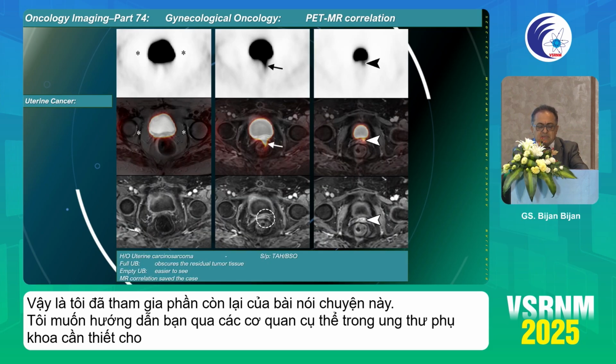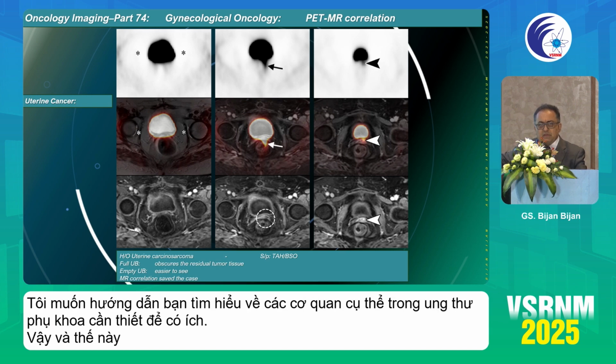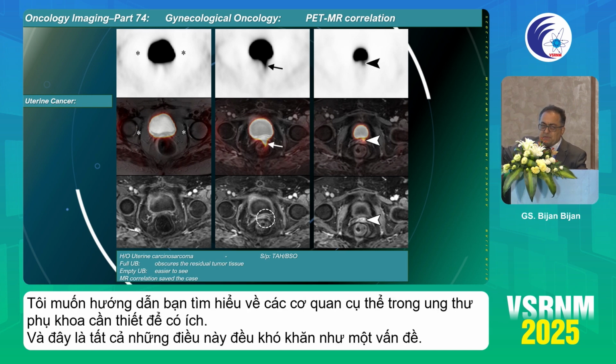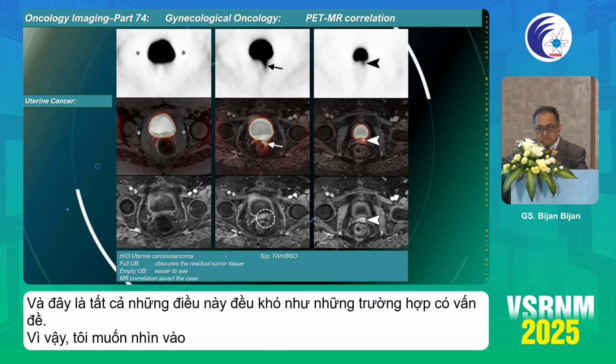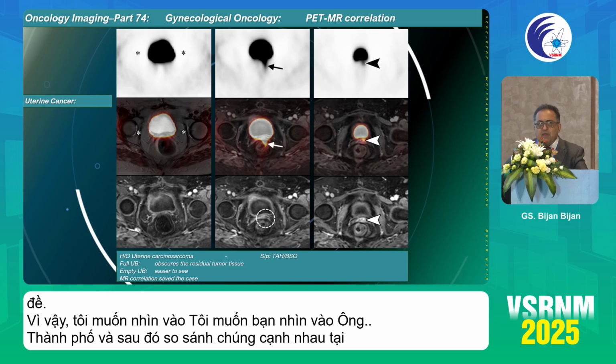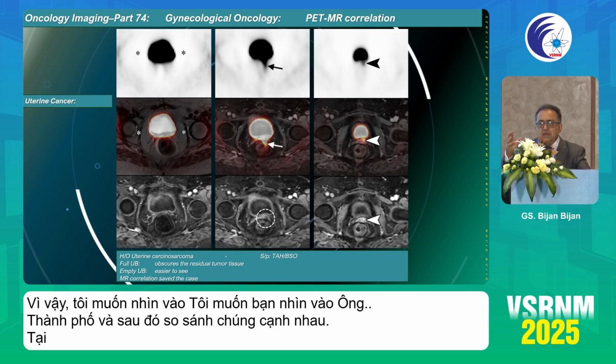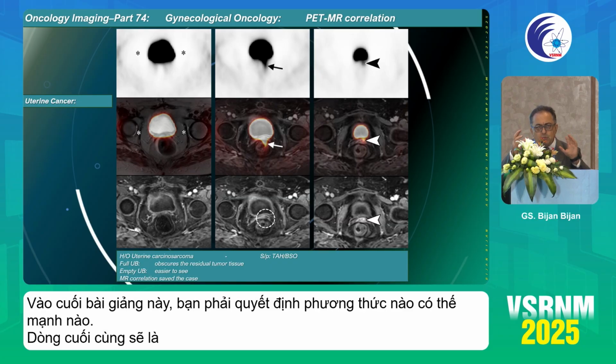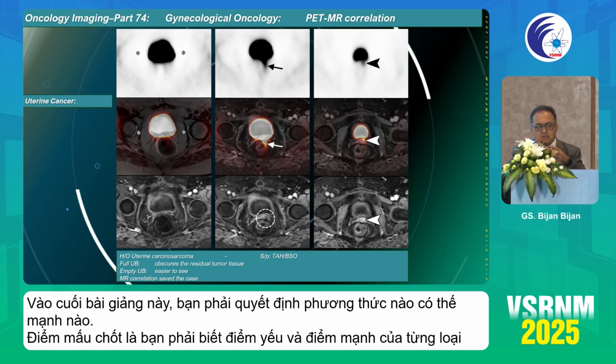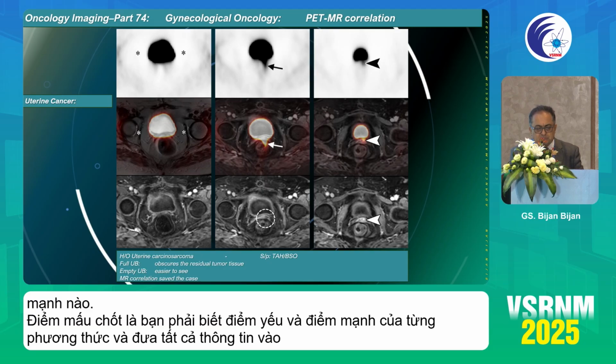This is a case, and all of these are difficult, problem cases. I want you to look at the PET, look at the MR or CT, and compare them side by side. At the end of this lecture, you have to decide which modality has which strength. The bottom line is you have to know the weakness and strength of each modality, put all the information together, and then draw your own conclusion.